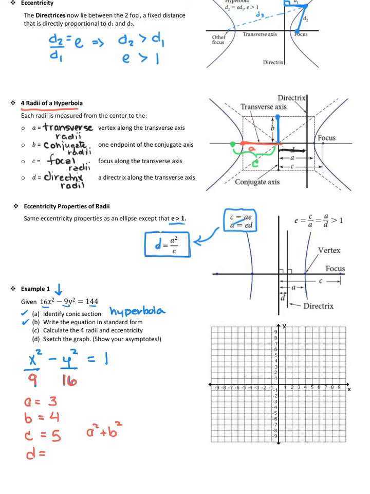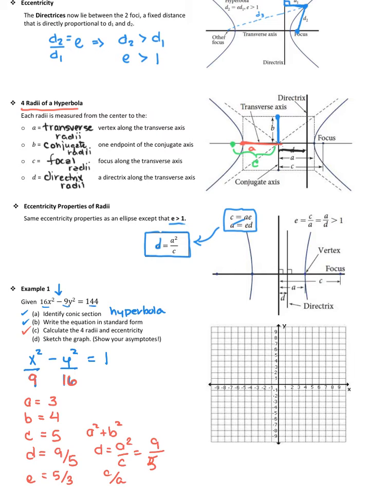And d, your directrix radii, well, that's where we would use d equals a squared over c. So that's going to be 9 over 5. So 9/5. Okay, and there's your eccentricity. Eccentricity is always c over a, so that's going to be 5/3. Notice that it's greater than 1 because it is a hyperbola.